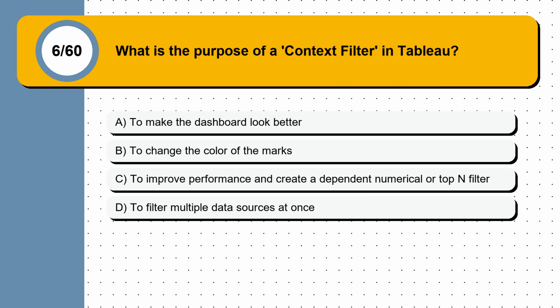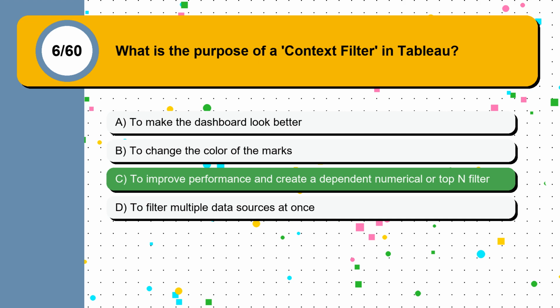Question 6. What is the purpose of a context filter in Tableau? Option A, to make the dashboard look better. Option B, to change the color of the marks. Option C, to improve performance and create a dependent numerical or top-end filter. Option D, to filter multiple data sources at once.